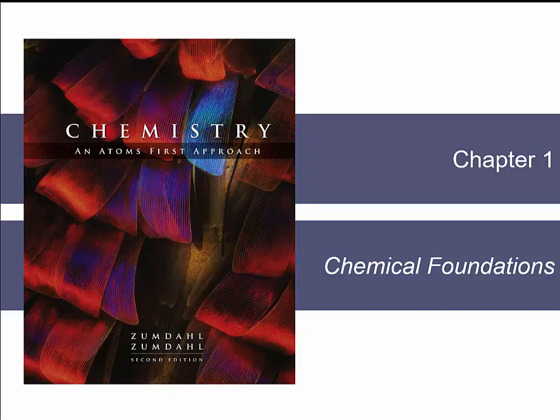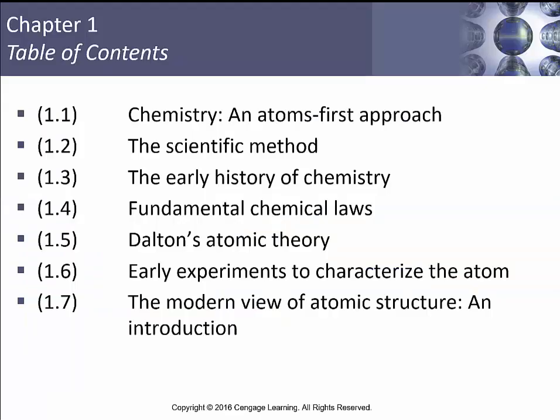So let's look into chapter 1. So chemistry, we're going to start out here as our table of contents. We're going to talk about the atoms first approach, talk about the scientific method, some of the early history of chemistry, our fundamental chemical laws, Dalton's atomic theory, early experiments to categorize the atom, and then the modern view of atomic structure, so an introduction to that.